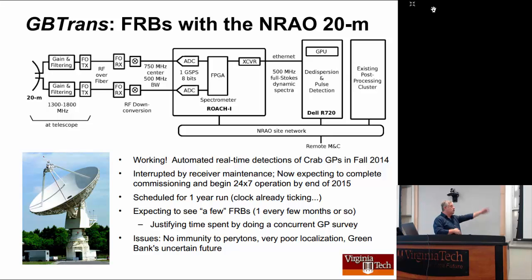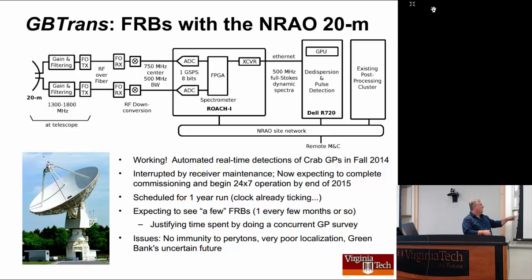Now the schedule is, the refurbished receiver just went back up. Now expecting to complete commissioning and 24/7 operation by the end of this year. I think it's a pretty safe bet. I just checked it last night, as a matter of fact. The receiver looks good, but now what we have to do is go through this long process where we verify the sensitivity of the receiver, we confirm its flux density calibration, so there's a lot of dirty fingernails work from a signal processing perspective that still has to be done before we productively use it. So we're scheduled for a 1-year run. That started in September.